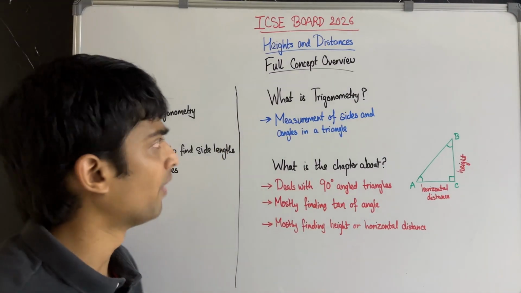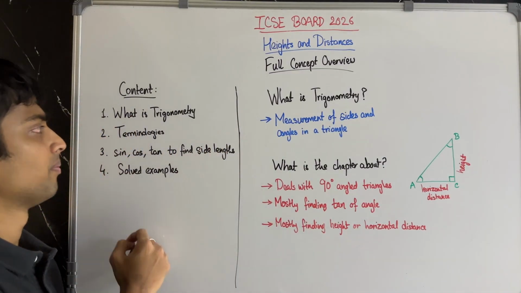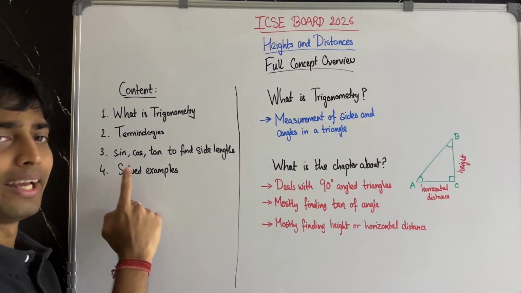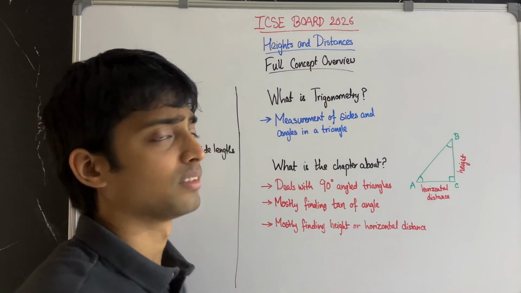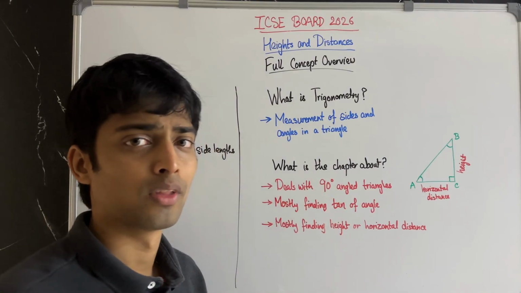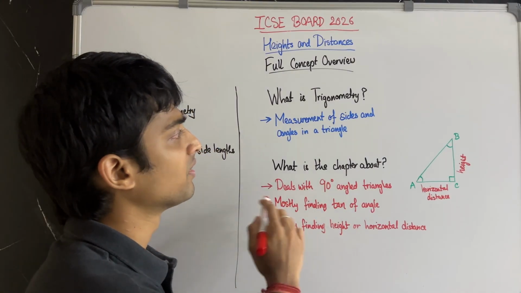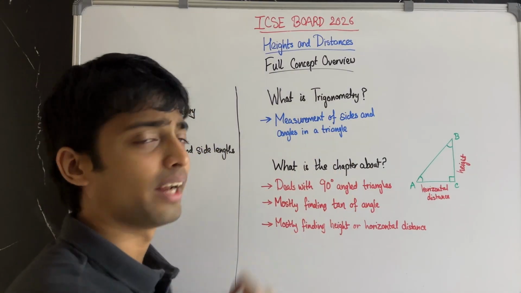In this video, we will be covering what is trigonometry, terminologies, sine, cos, tan to find side lengths, and solved examples. Heights and distances is a part of trigonometry. What is trigonometry? Trigonometry is nothing but the measurement of sides and angles in a triangle.